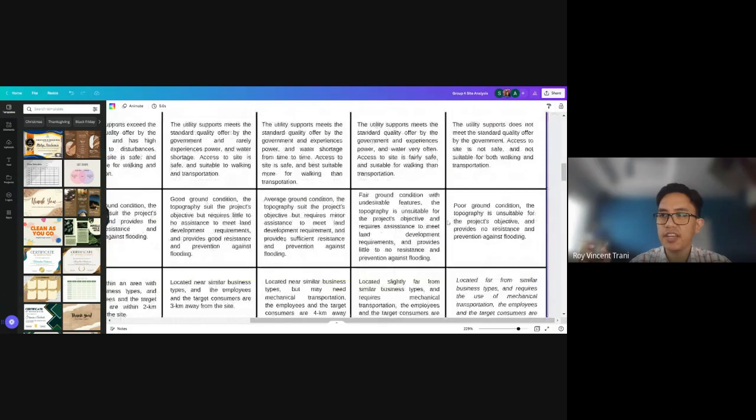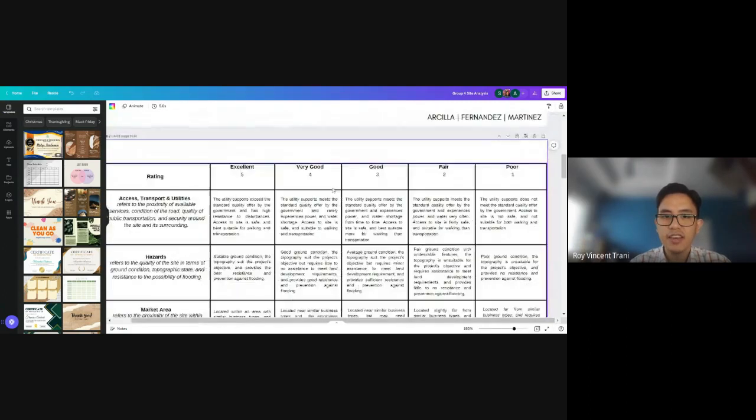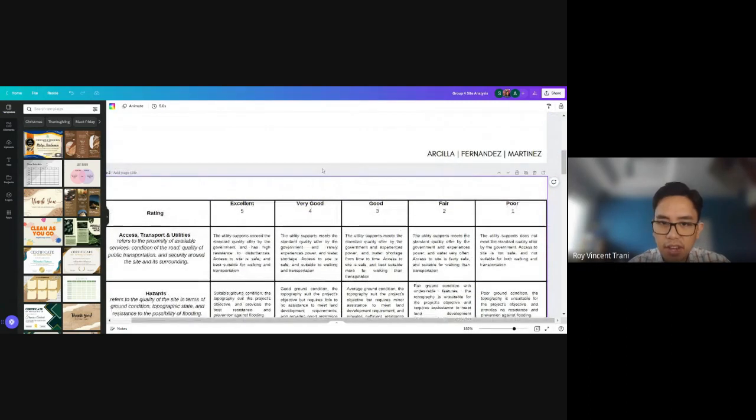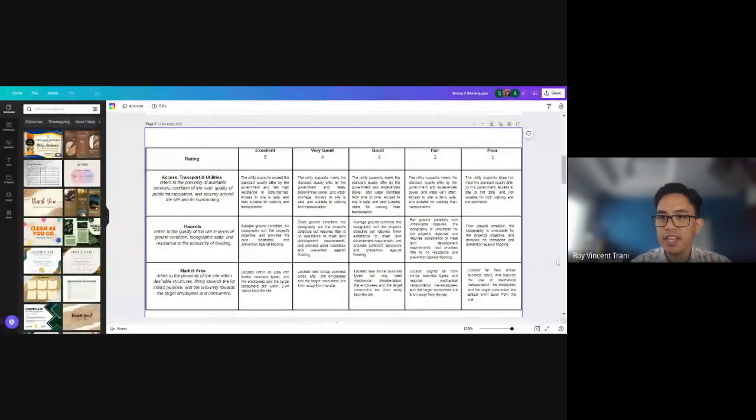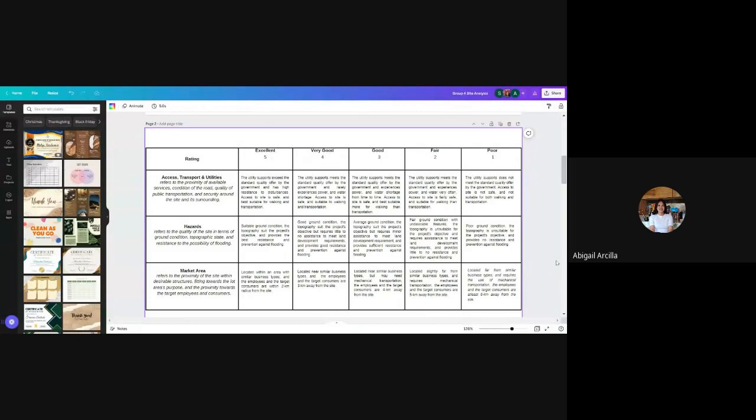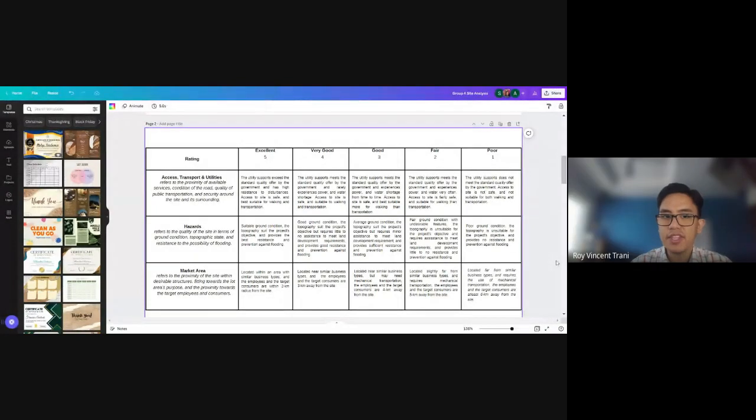So poor is below standard. Yes, fair still meets the standard. Poor, yes, sir, worst, because it does not meet the standard. Yes, sir. And then excellent is above standard.